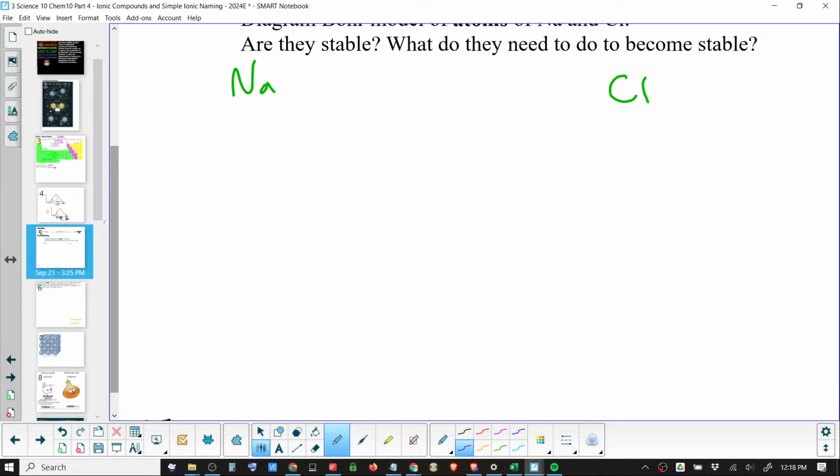So to make them stable, do we just need to bond? Oh, that's going to be one of the questions. I'm going to ask someone at random. Violet, how many protons in sodium? 11 protons. And what's the ring structure?